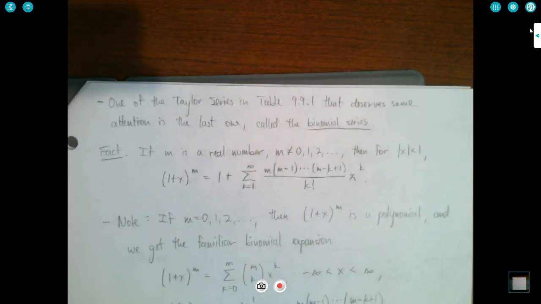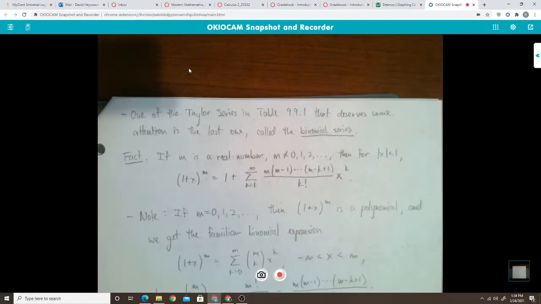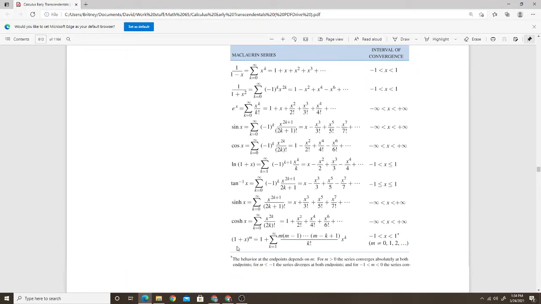I did want to talk about that binomial series, though. Just the last thing real quick that I want to talk about is this last one here, this binomial series. So (1 + x)^m equals 1 plus this kind of weird, crazy looking thing.